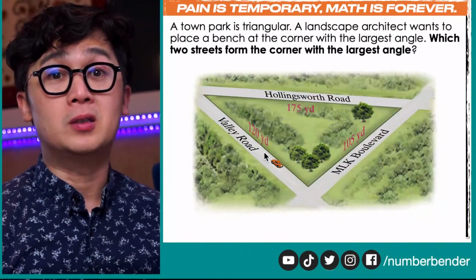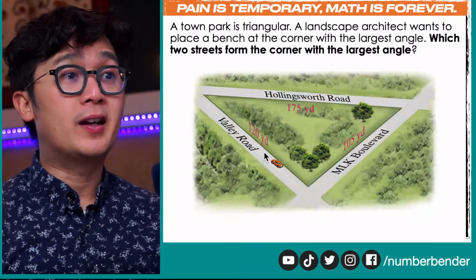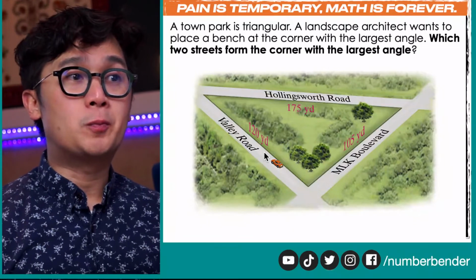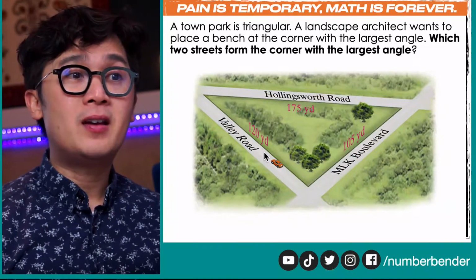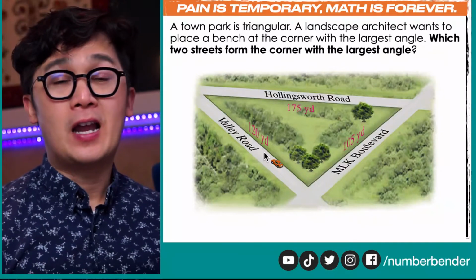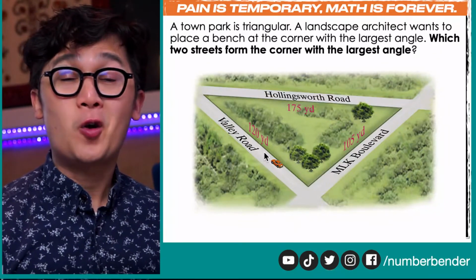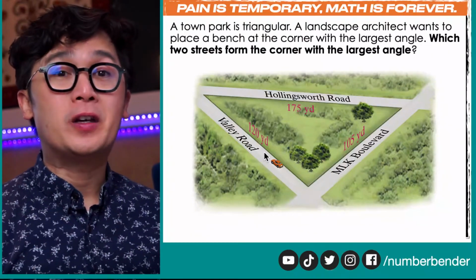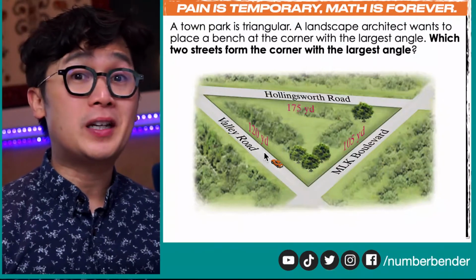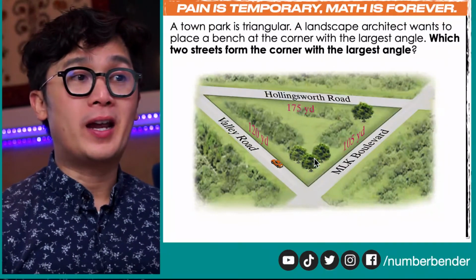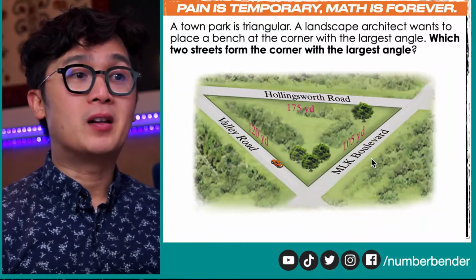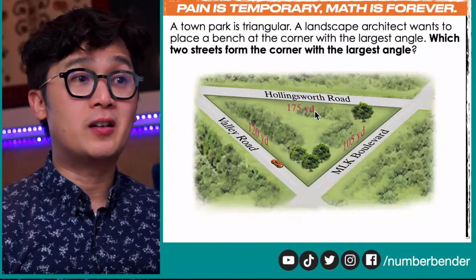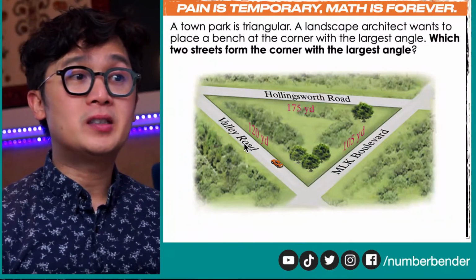which we can use to solve this problem. So in this problem, a town park is triangular. So we are seeing a triangle in this park, and a landscape artist wants to place a bench at the corner with the largest angle. Now the question here is, which corner has the largest angle? And to be able to do that, all we need to do is to see the measurement of the streets around this park. And we are seeing Hollingsworth Road, MLK Boulevard, and Valley Road. And we are seeing that these roads are 175 yards, 105 yards, and 120 yards.